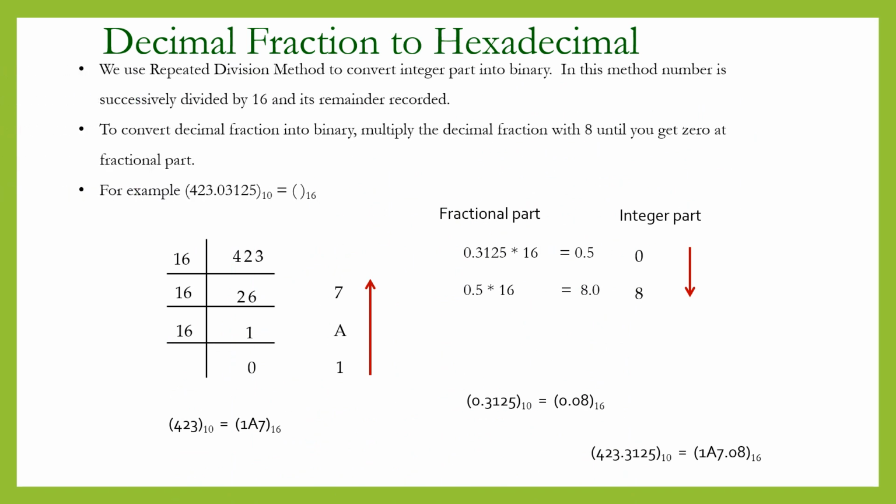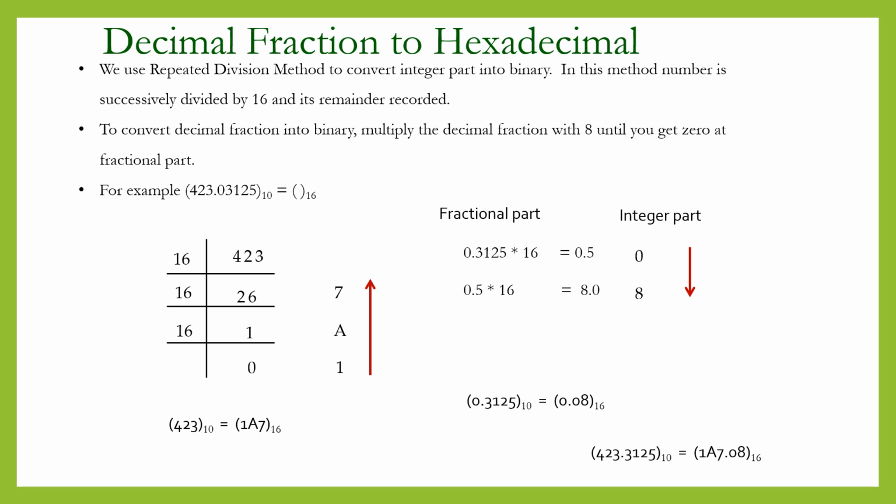Students, here is the next number conversion method, that is decimal fraction to hexadecimal. We use the repeated division method to convert the integer part. In this method, the number is successively divided by 16 and its remainder recorded. To convert the decimal fraction, multiply the decimal fraction with 16 until you get 0 at the fractional part. For an example, 423.3125, this is a decimal value. It has to be converted to hexadecimal value.